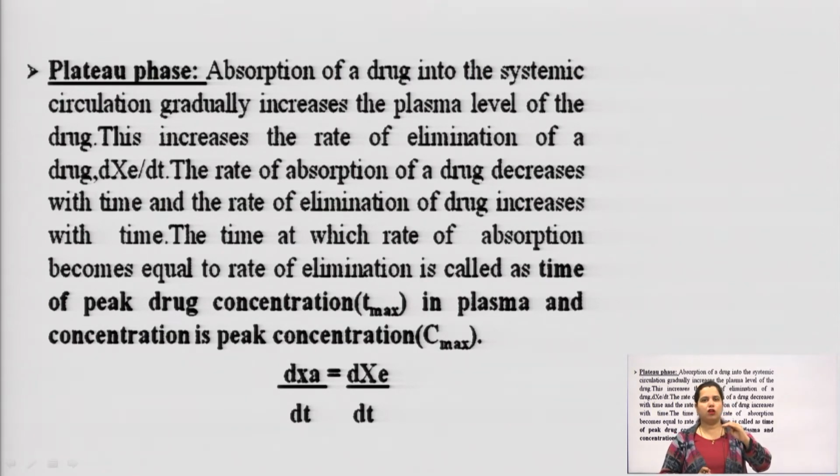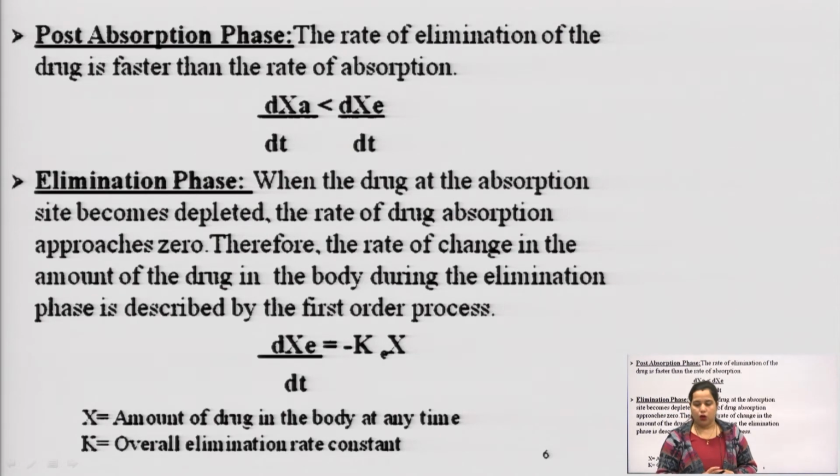At that particular point the rate of absorption is equal to the rate of elimination, and the peak plasma concentration is called C max. Although we have discussed this in our previous sessions, it is important again here for extravascular administration. Post absorption phase, the rate of elimination of the drug is faster than the rate of absorption.